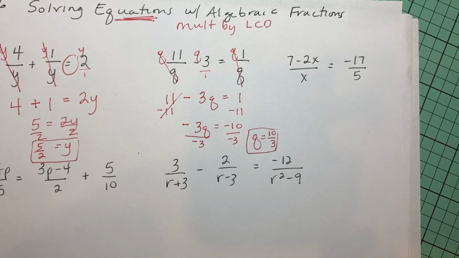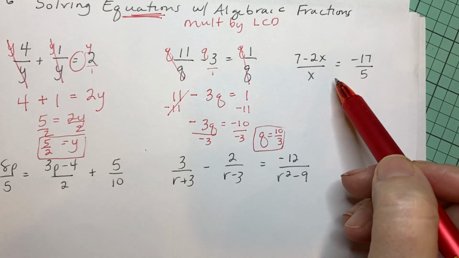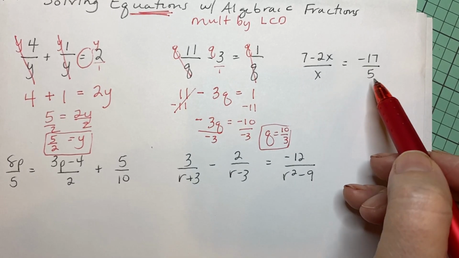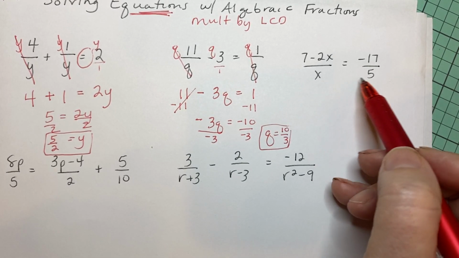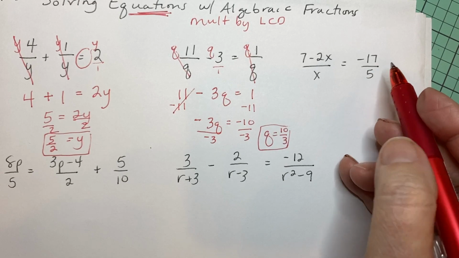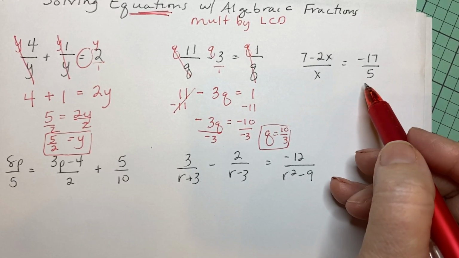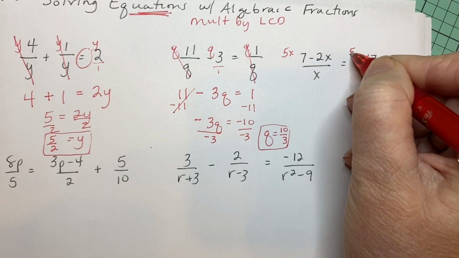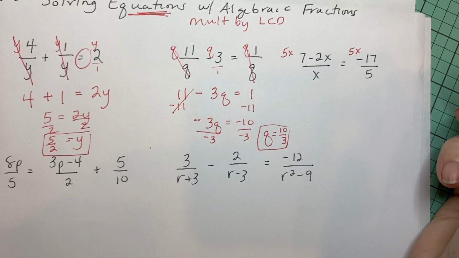Okay, let's look at this next one. And again, it's all because of this equal sign that we can multiply by the common denominator. So we have an x and a 5, so we need one of both of those factors. So our common denominator is a 5x. We need one of every term. So I'm going to multiply this by 5x and this by 5x.